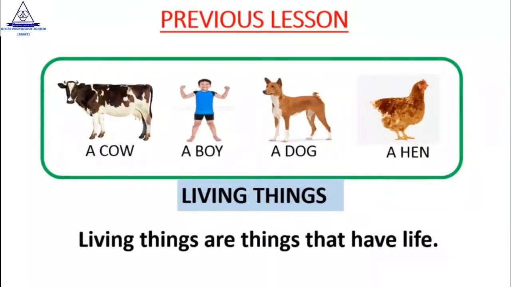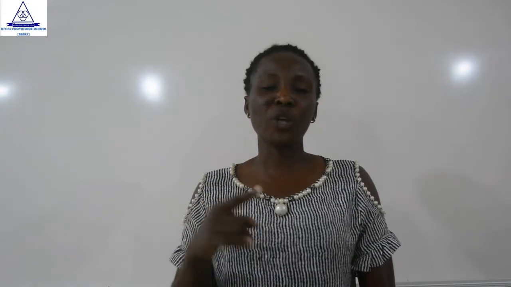So we have some living things on your screen. Mention them after me. We have a cow, a boy, a dog, and a hen. Good. Now, learners, watch around you and mention some of the living things you find around you. Good. Now, let's move on to today's lesson.